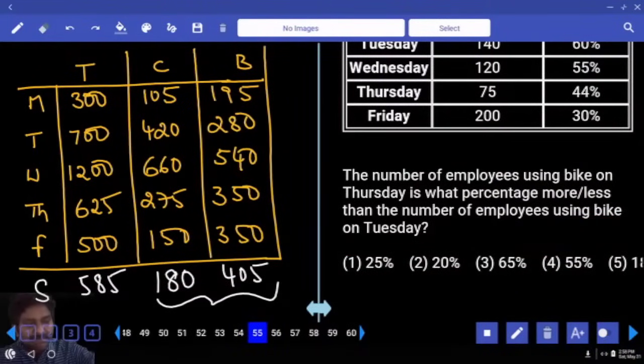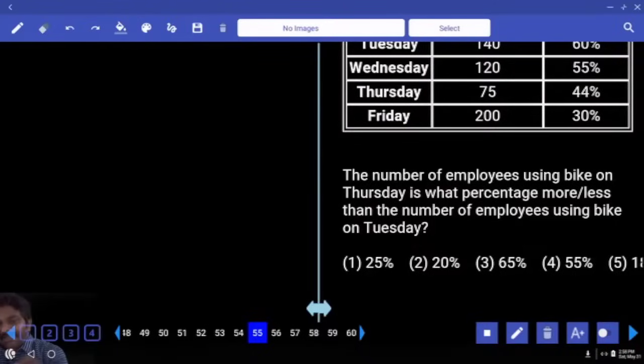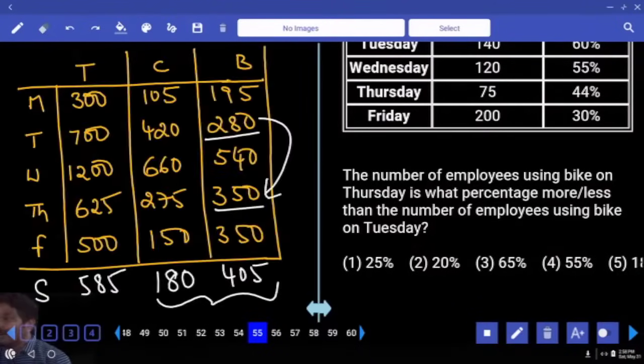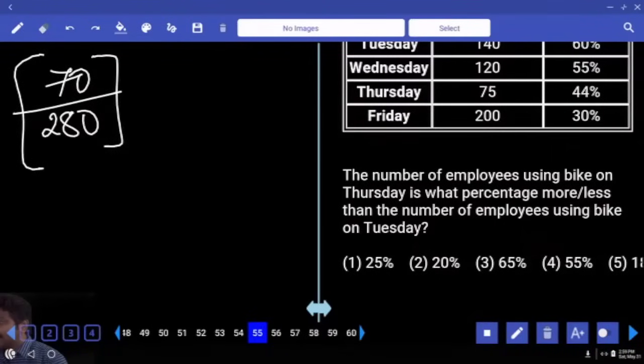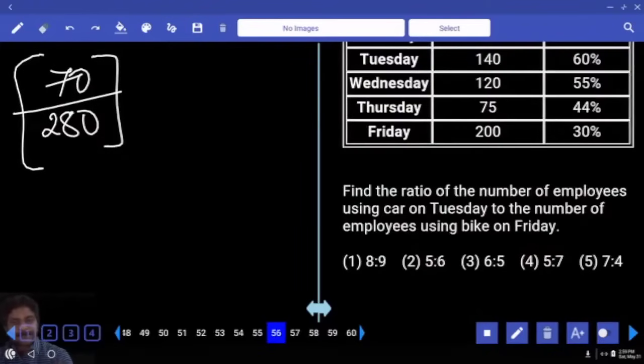The number of employees using bike on Thursday is what percent more or less than employees using bike on Tuesday? Bike on Tuesday 280. With respect to 280, 350 is more, right? How much more? 70 more. From 280, 350 is 70 more. So 70 more with respect to 280. What is this fraction? 1/4. Percentage 25%.